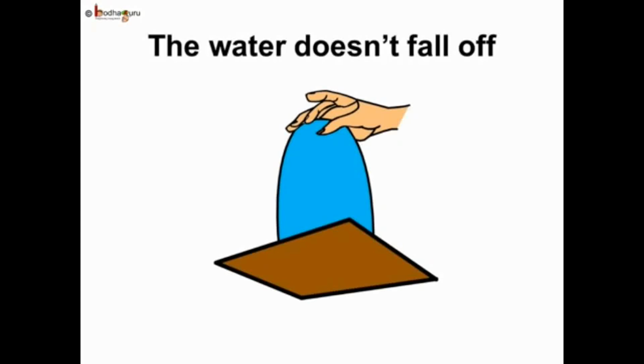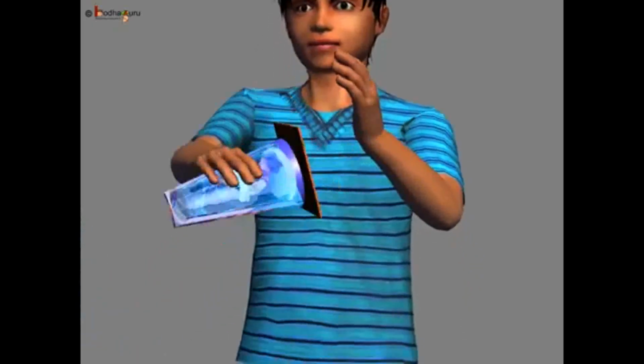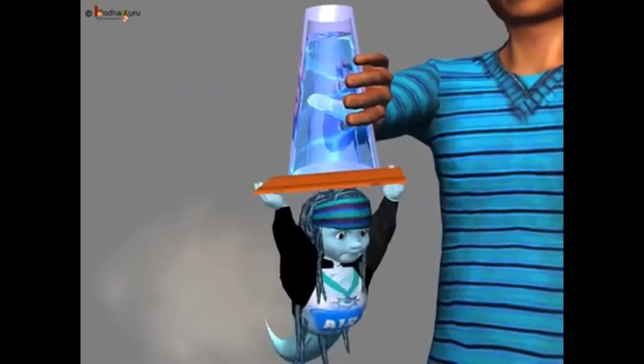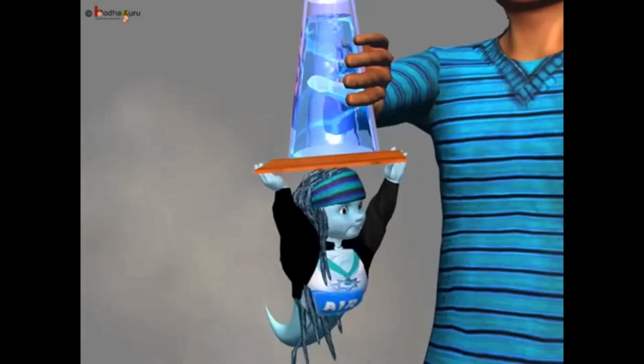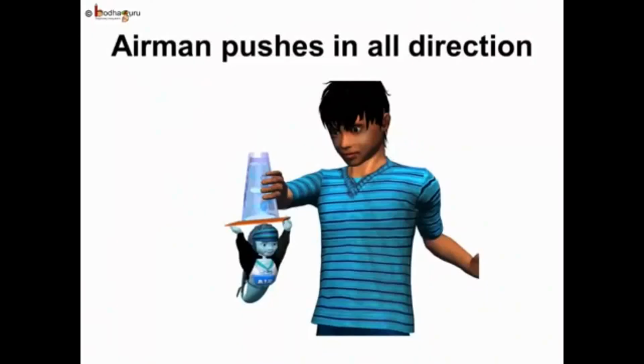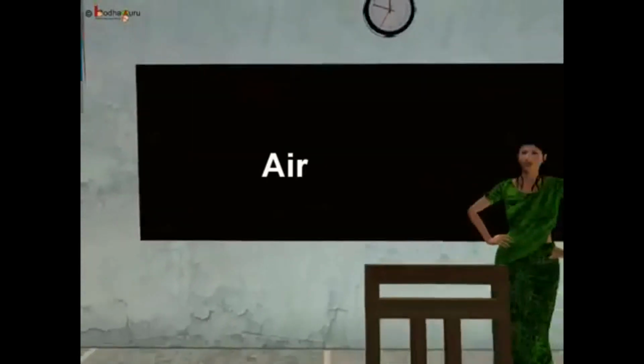Is it a magic trick? No. Let us find out what actually is happening. Look, the airman below the card is pushing against the card. It is hard enough to keep the card in place. So we conclude the airman pushes in all the directions, even upwards.